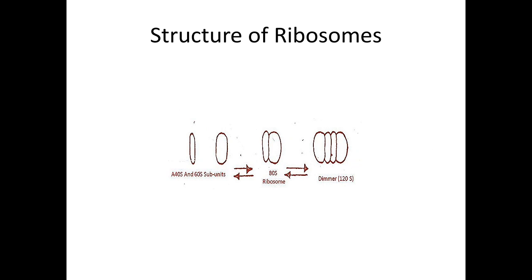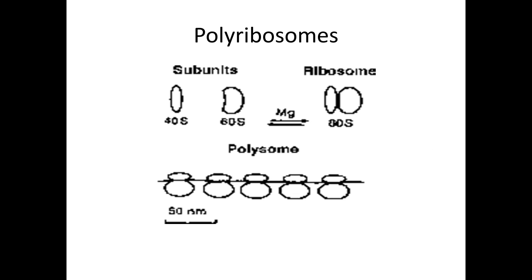Now we see within the diagram the structure of the ribosome. It consists of two subunits, one unit which is smaller in size and another which is bigger in size. Then they combine and form the dimer. Then during protein synthesis, polyribosomes or polysomes are formed. Now see the subunits 14S and 16S in combination with magnesium ions, then it forms the ribosomes. Like that, many structures are formed, and this structure is generally known as polysomes.